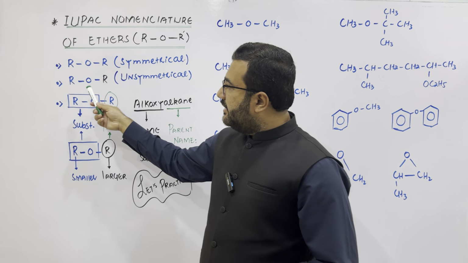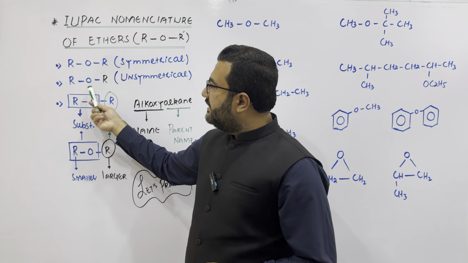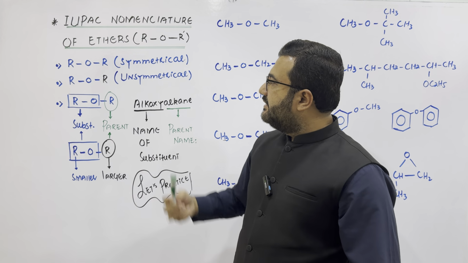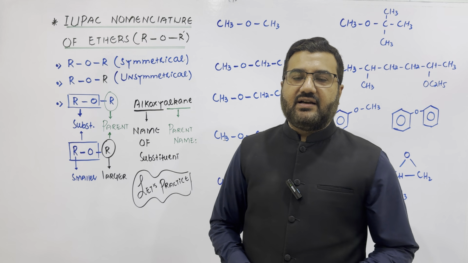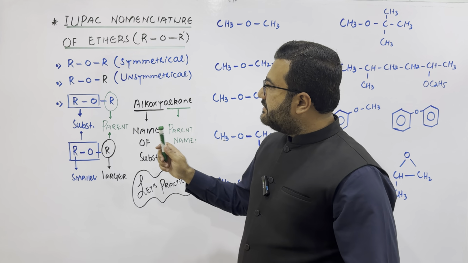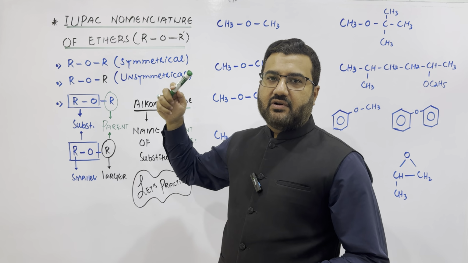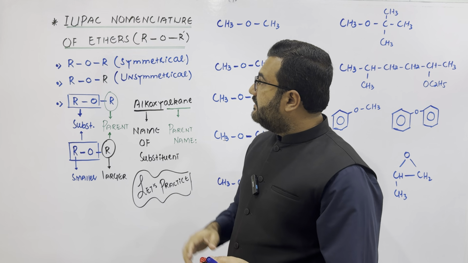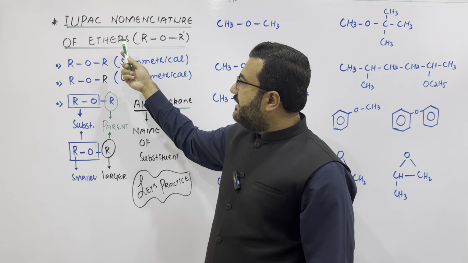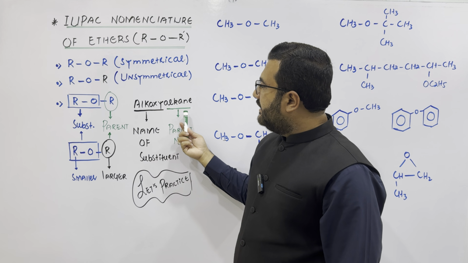But if the two alkyl or aryl groups attached to this oxygen are different from each other, then this type of ether is called an unsymmetrical or mixed ether. My dear students, the name ether belongs to the common system of nomenclature, and in IUPAC language, the ethers are given a name called the alkoxy-alkane.